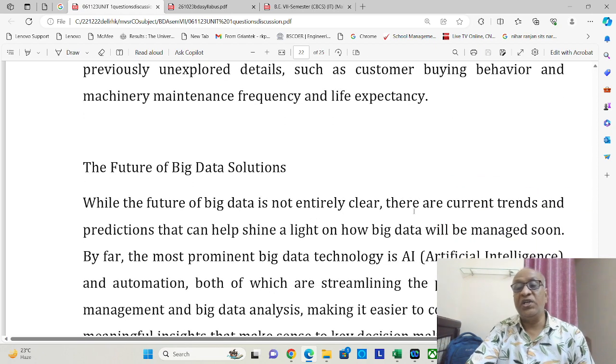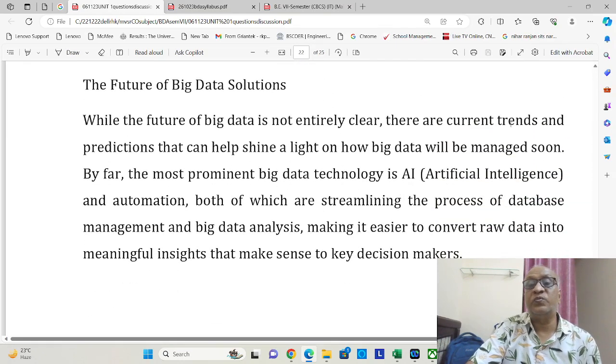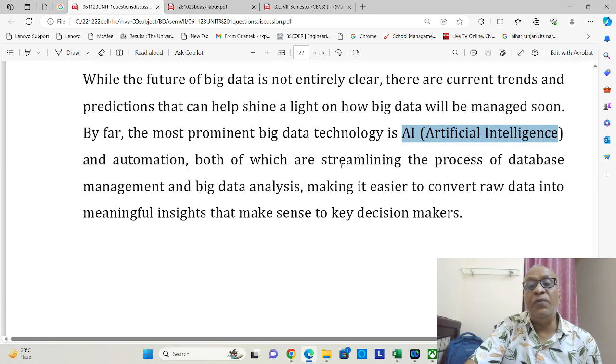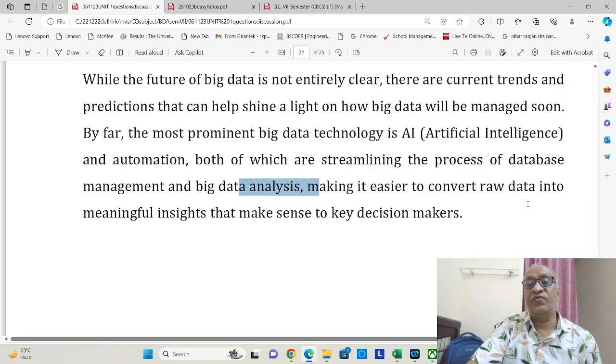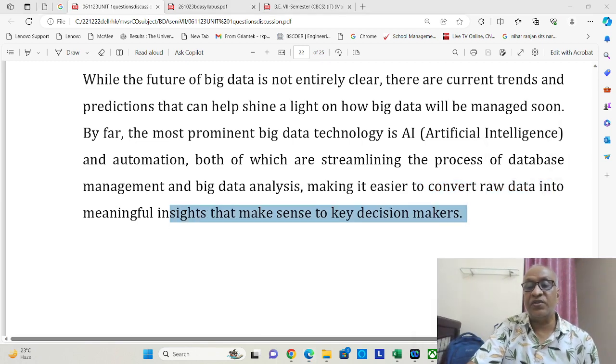What may be the future of big data solutions? In future, AI and automation will be helping in streamlining the process of database management and big data analysis. It will become easier to convert raw data into meaningful insight that makes sense to key decision makers.